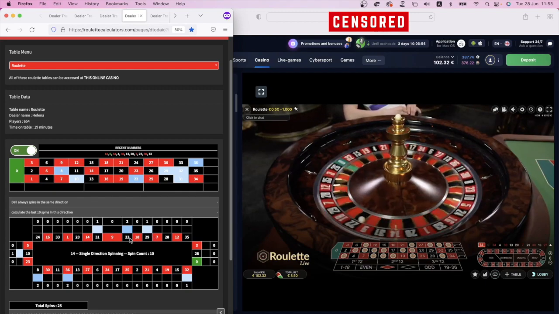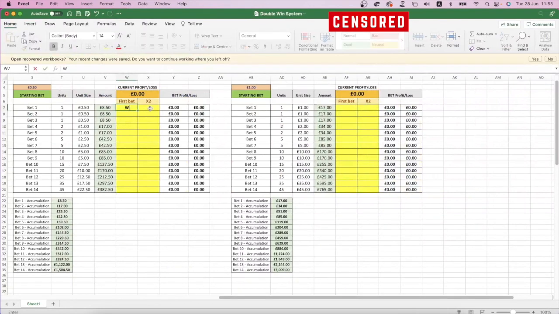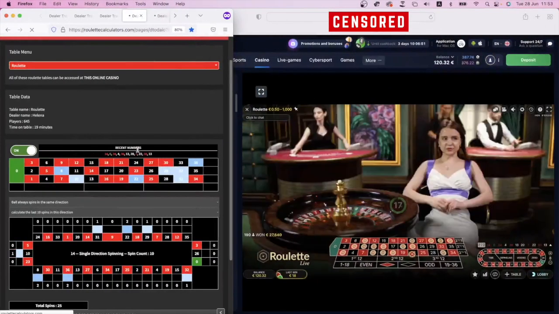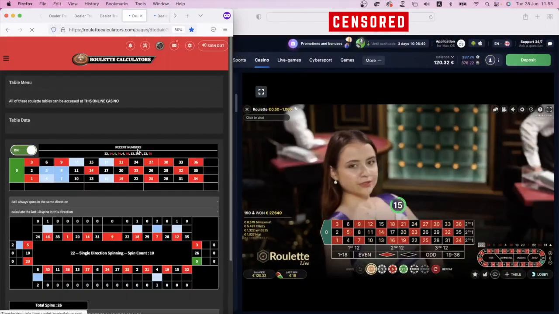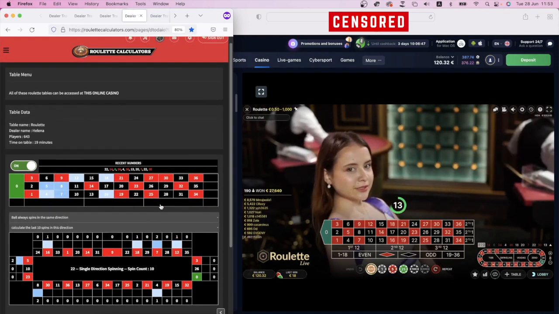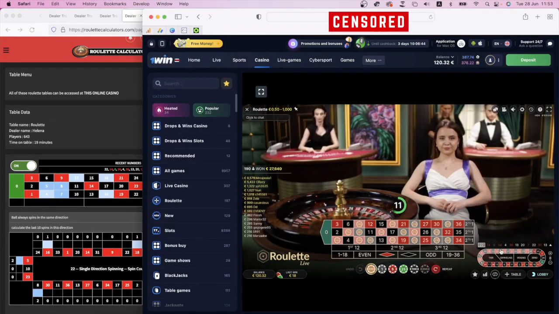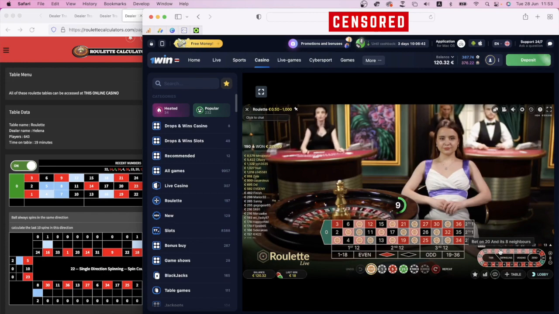Okay, we're on the 22, so that's now a triple up. So I'm going to put a W in there. And then we're going to parlay that bet. So we're going to double the bet on the next spin. So from 8 round, around there. So we're going to go 1, 2.